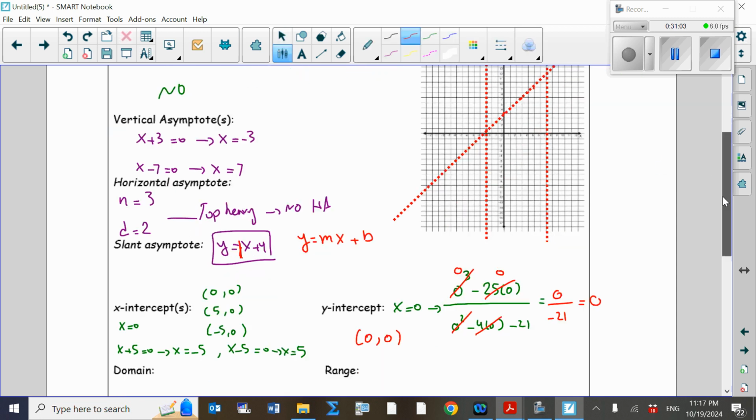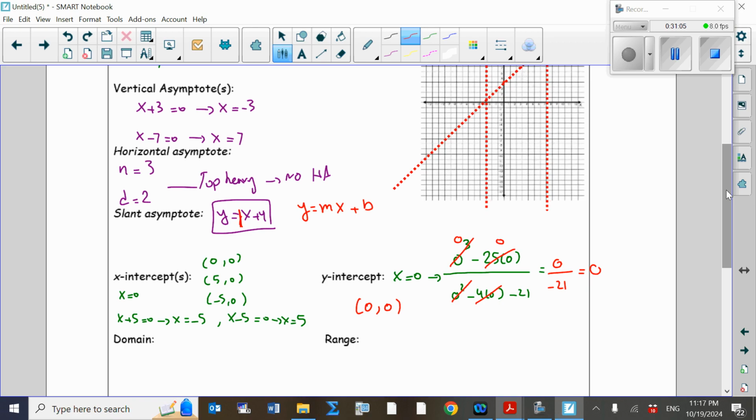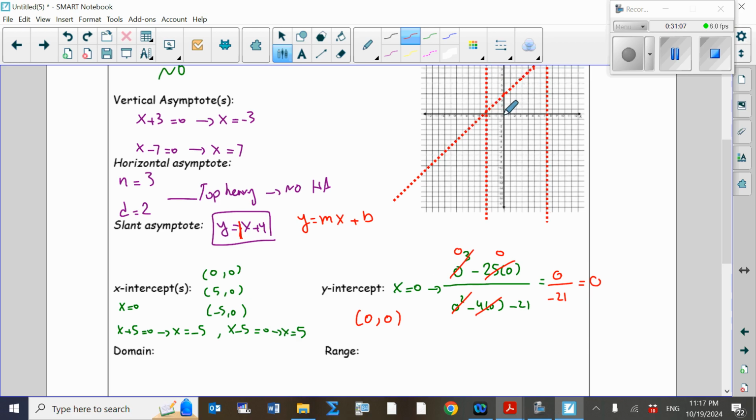Then we have the x-intercept at 0 and 0. Then 5 and 0, that's here. And also negative 5 and 0, which is here. If I can see it well, 1, 2, 3, 4, 5, yes. So this is negative 5. These are the x-intercepts. We have a y-intercept, which is also at 0 and 0, so they are in the same place.